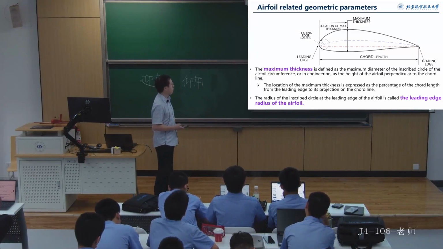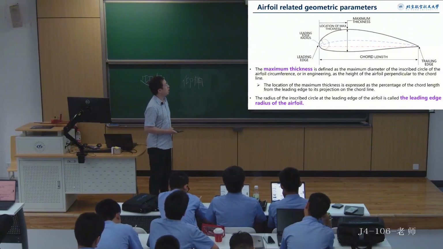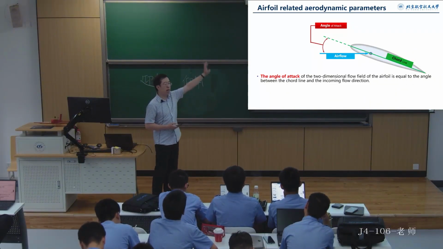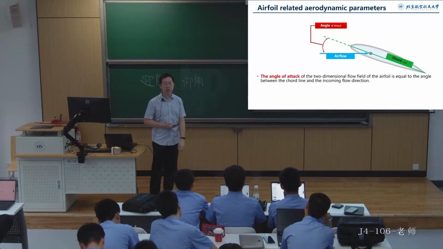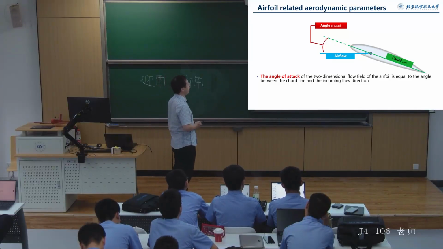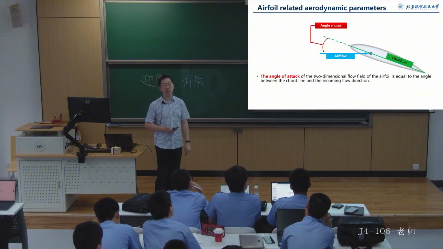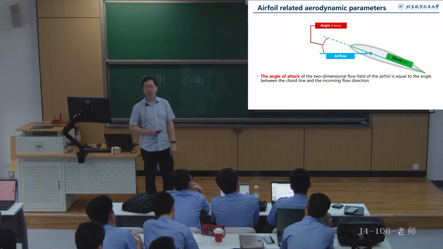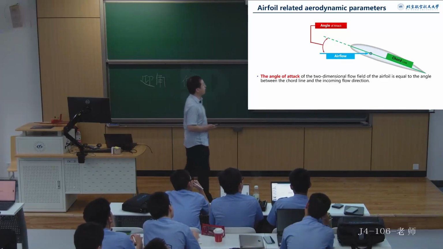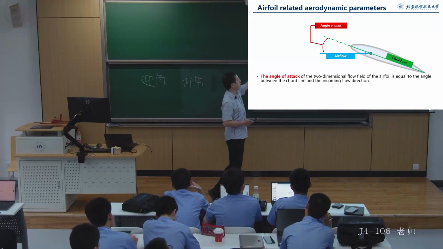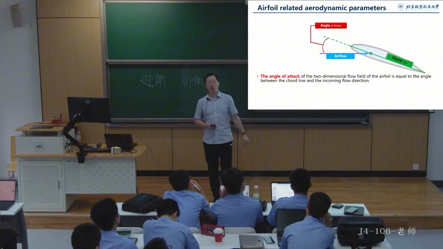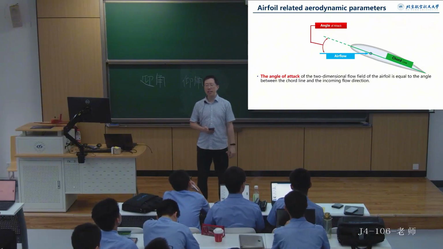All right, so this is a description of the shape. Once we have the shape, we also need to describe the aerodynamic behavior on its surface. For a two-dimensional airfoil, it also has its relative relationship with the airflow. Here, we refer to the angle between the two-dimensional airfoil chord line and the direction of the incoming flow as the angle of attack of the two-dimensional airfoil.